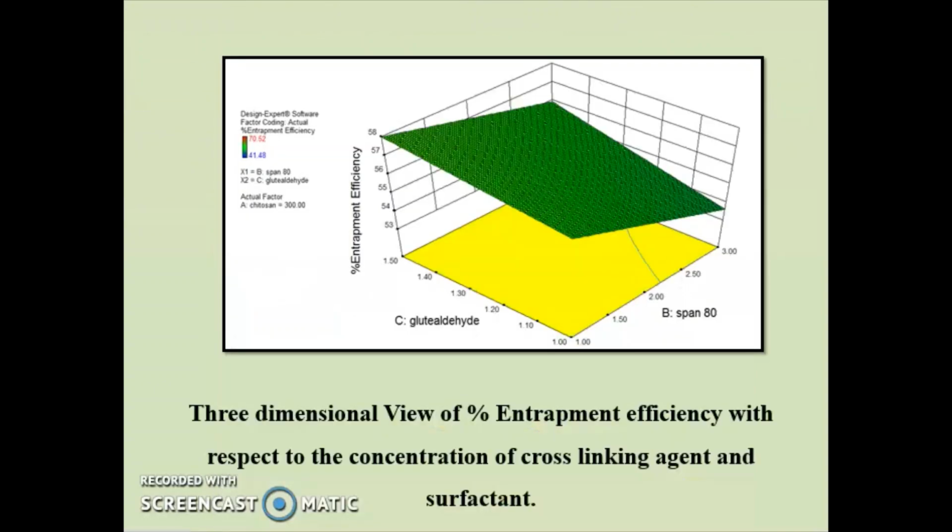Next plot is again the percent drug entrapment efficiency with respect to the concentration of cross-linking agent and the surfactant. Again from this diagrammatic representation, it indicates that when we increase the concentration of glutaraldehyde, it shows an increase in percent entrapment efficiency. Whereas when we increase Span 80, that is the surfactant concentration, the percent entrapment efficiency somehow decreases. So again this same effect is shown in this 3D plot.